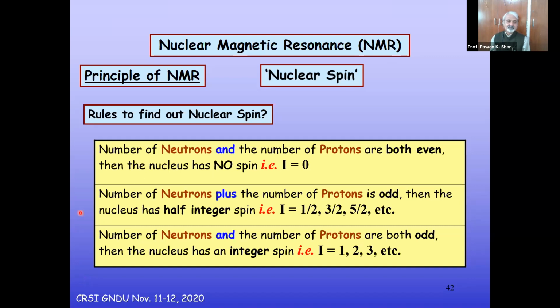Second, when the number of neutrons plus the number of protons is odd, then the nucleus would have a half integer spin. That means I is equal to 1 by 2, 3 by 2, 5 by 2. So half integer. And if the number of neutrons and the number of protons are both odd, then the nucleus would have an integral spin. That means the spin would be 1, 2, 3, etc. That is one table which is given in many books.